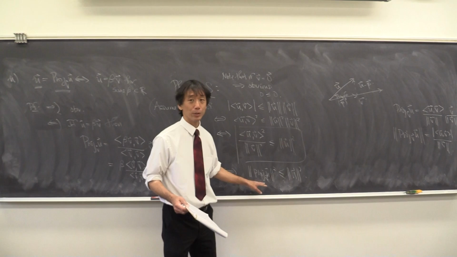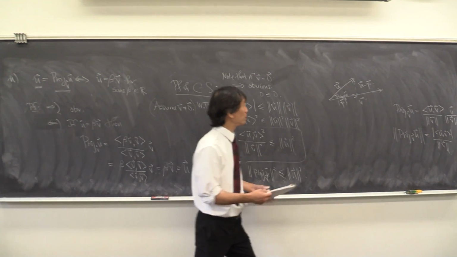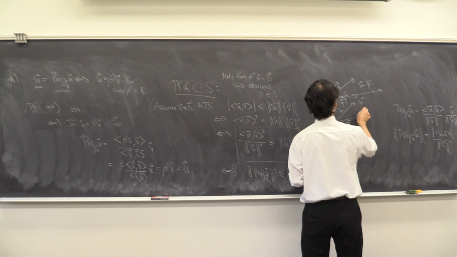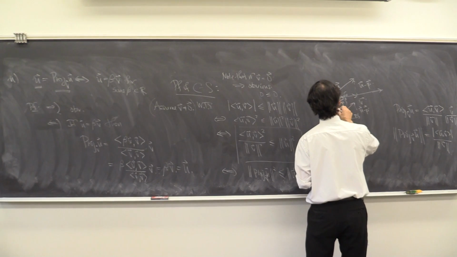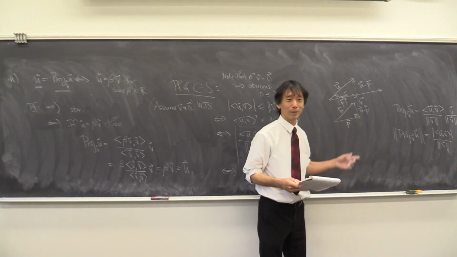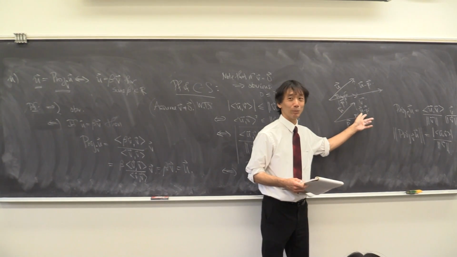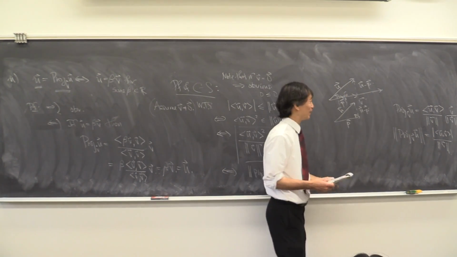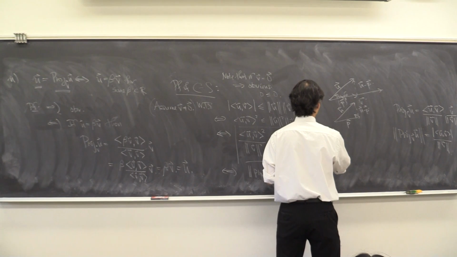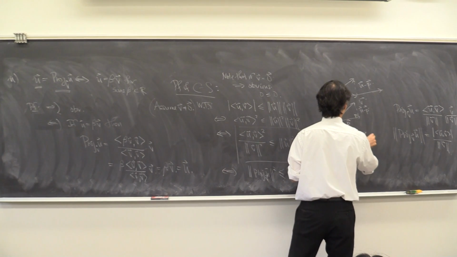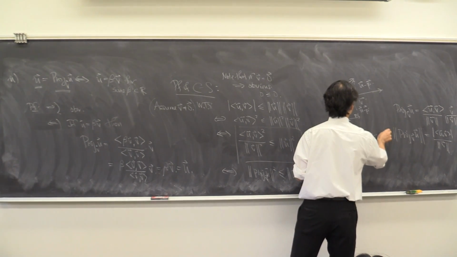Anybody see why this is true? If this is p, this is u, and this is u minus p, why is the norm of u squared bigger than or equal to the norm of p squared? What's the relation between the norm of u squared, the norm of p squared, and the norm of u minus p squared? The Pythagorean theorem, thank you. We still have the Pythagorean theorem: u squared equals p squared plus u minus p all squared.